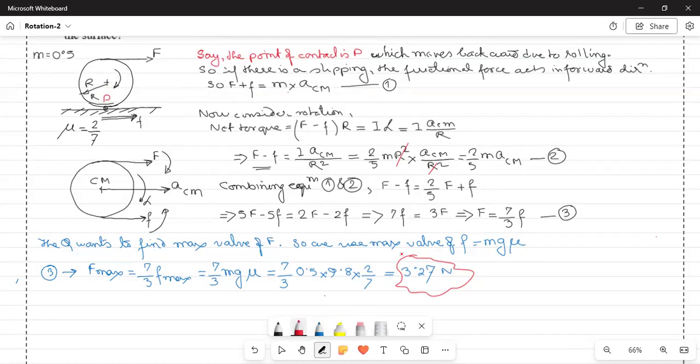If you apply a larger force, then what will happen? It will of course rotate, but at the same time, it will drag the sphere over the surface, because the frictional coefficient will not be able to produce enough friction to stop linear translation. Right? We now go to the next question.